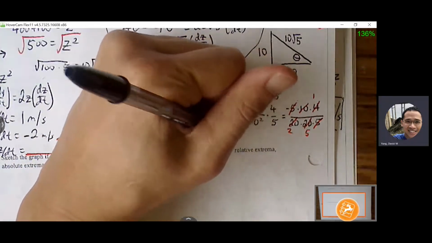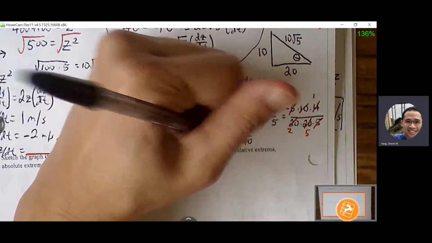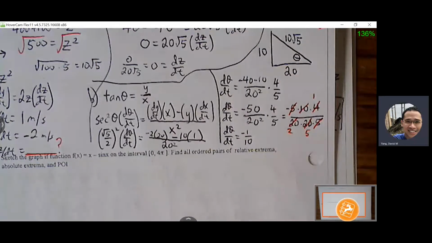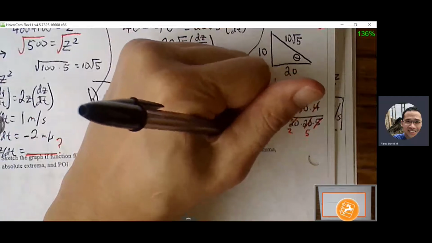What's the unit of measure? Well, with theta, it's always going to be radians. Always radians per time unit.